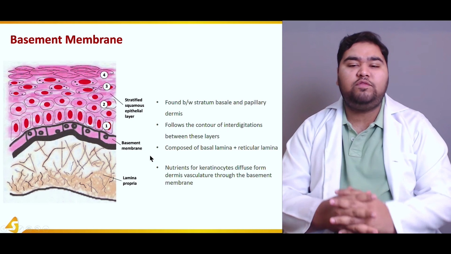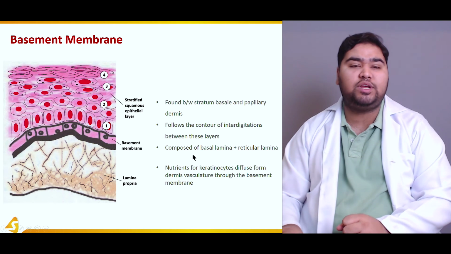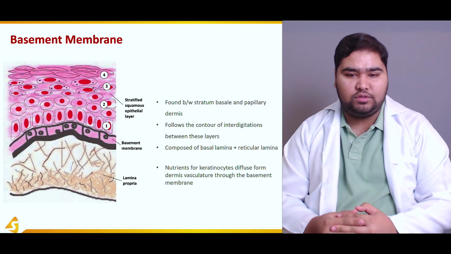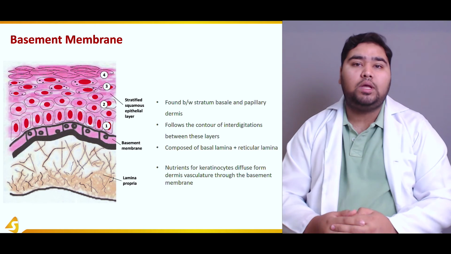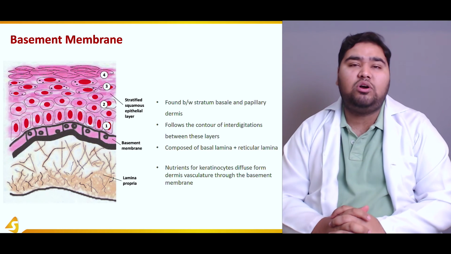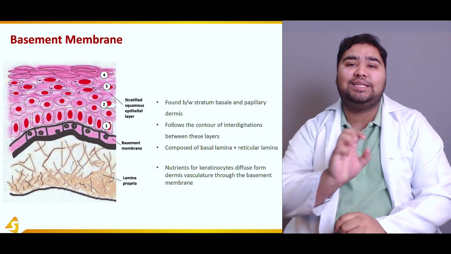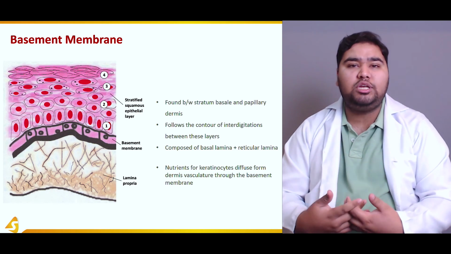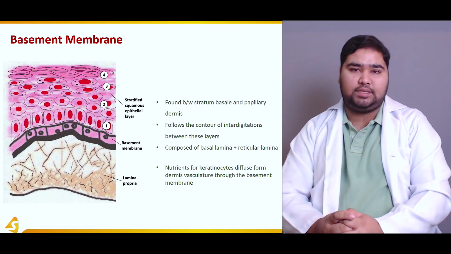The purpose of this basement membrane is the diffusion of nutrients for keratinocytes, and these nutrients diffuse from the dermis vasculature through the basement membrane. The epidermis is an avascular structure. It does not contain its own blood supply. The blood supply is contained within the dermis. This blood supply provides all the nutrition which is required for the growth and sustenance of epidermis.